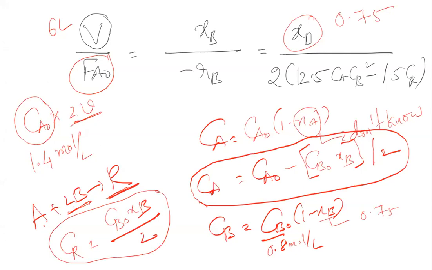Slightly tough problem. CR cannot be equal to CA. CA is a reactant, CR is a product. So you can say CR is how many moles of A reacted, which is how many moles of B reacted divided by 2. So you know all the things here. Only the unknown is V.